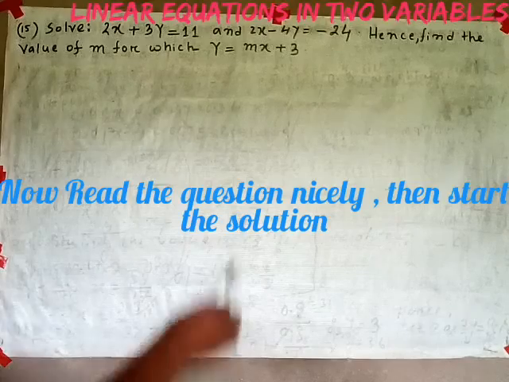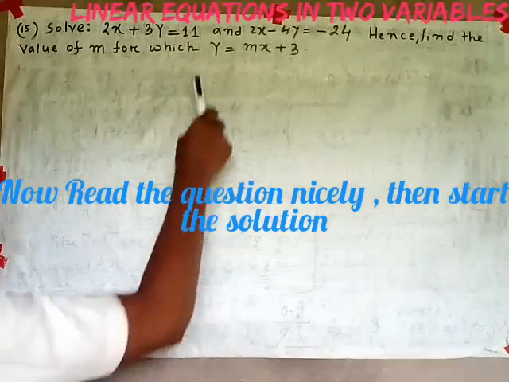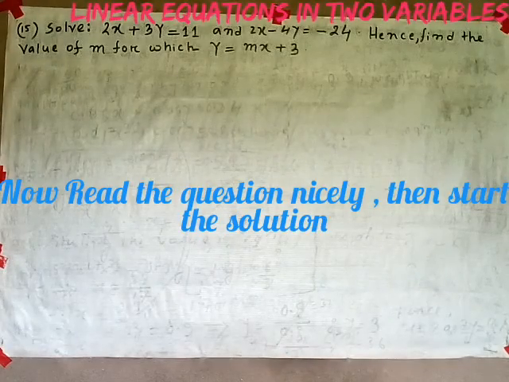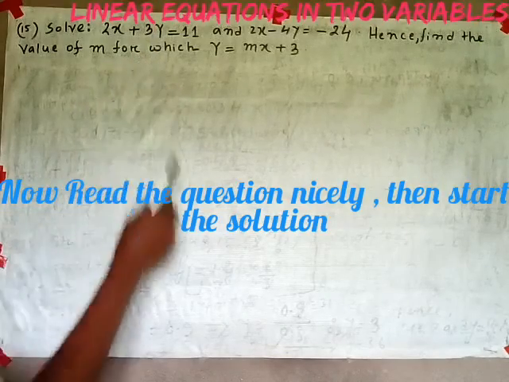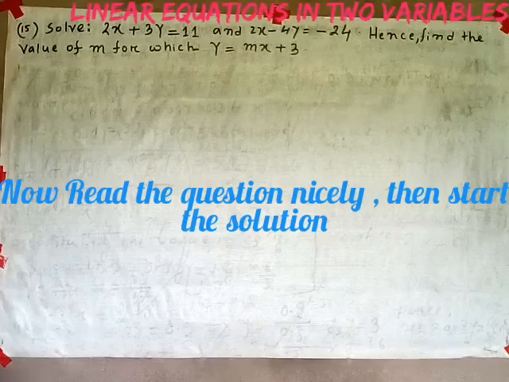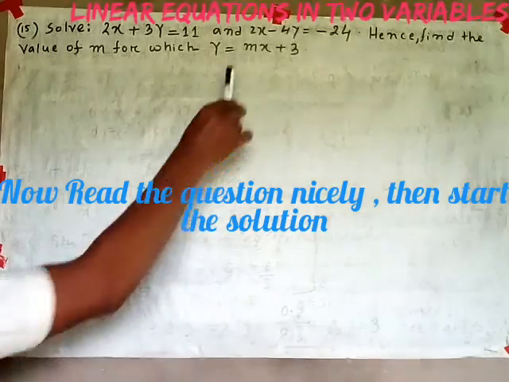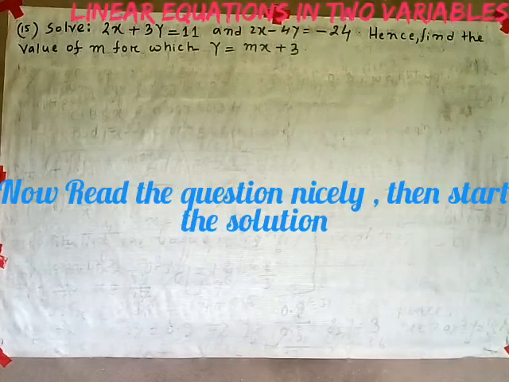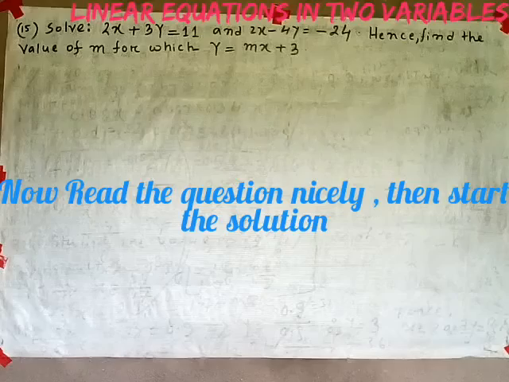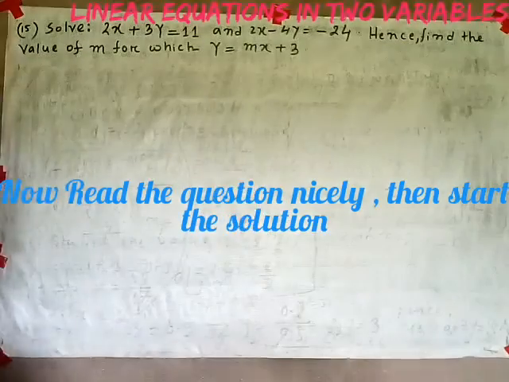So in this, y should be a constant. When you find the y value, you will get any number, like 1, 2, 3. This one should be constant. The x value also will be constant. Then 3 is already constant. If we put the values, then we can find this m value.